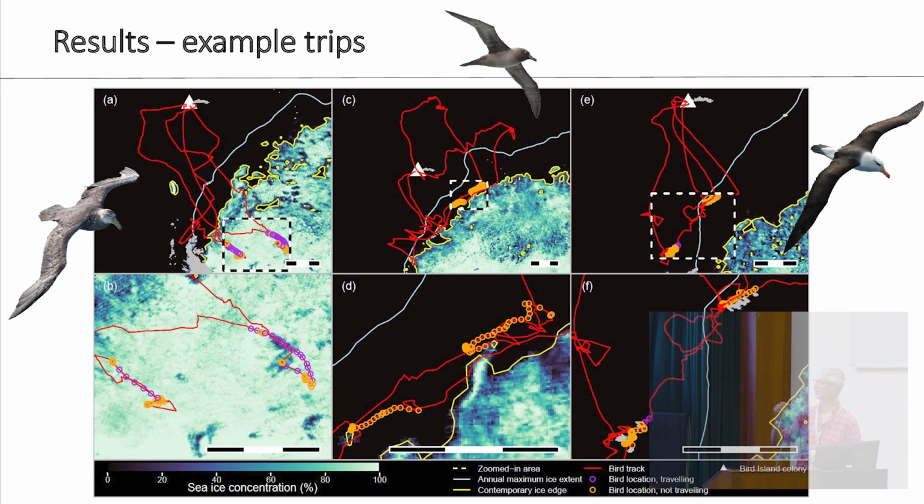And then here's some detailed tracks. On the left, the top row is the wide picture, and the bottom row is the zoomed in picture. And southern giant petrels, you can see they're making foraging excursions right into the ice, encountering sea ice concentrations up to 100%. Light-mantled albatrosses, they're tracking the ice edge as it melts, but not going into the ice.